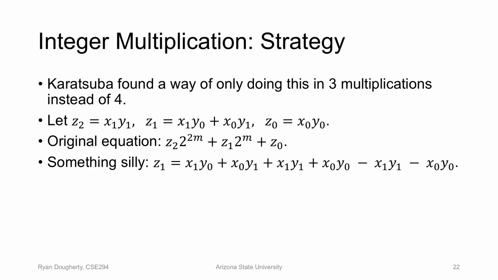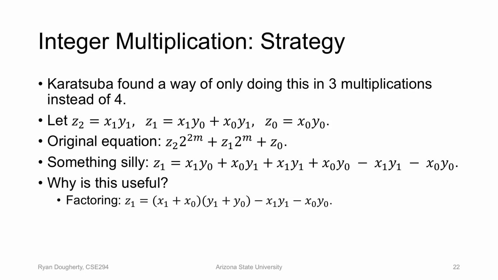Do you see a pattern? What do the first 4 terms look like? It looks like some kind of FOIL expansion, right? That's what it is. So if we look at the FOIL expansion, x1, y1, x1, y0, x0, y1, x0, y0. So that is just a FOIL expansion.